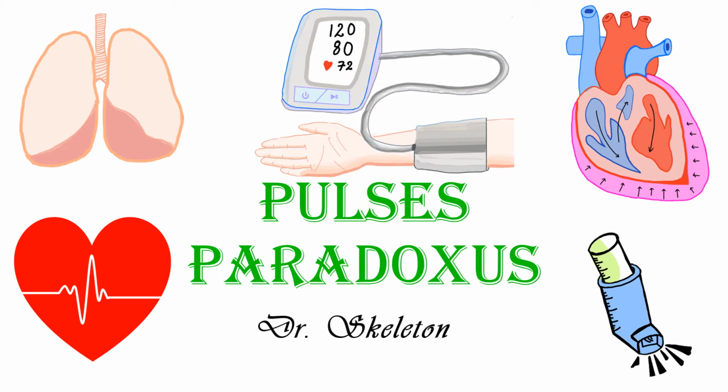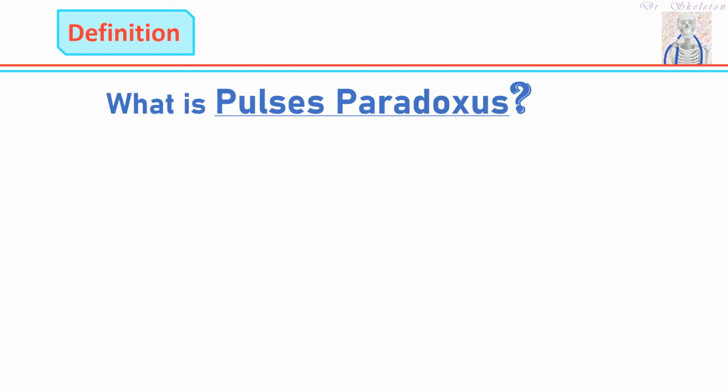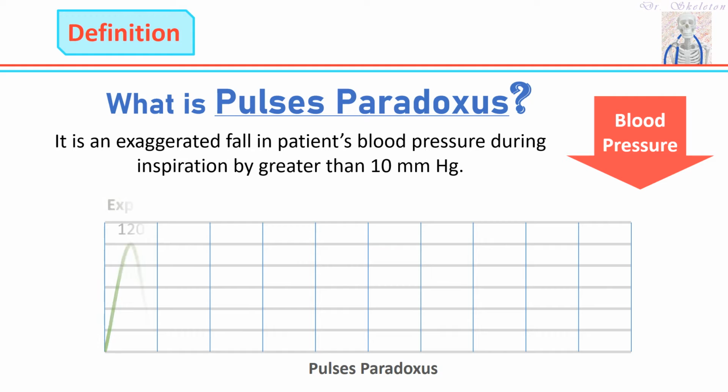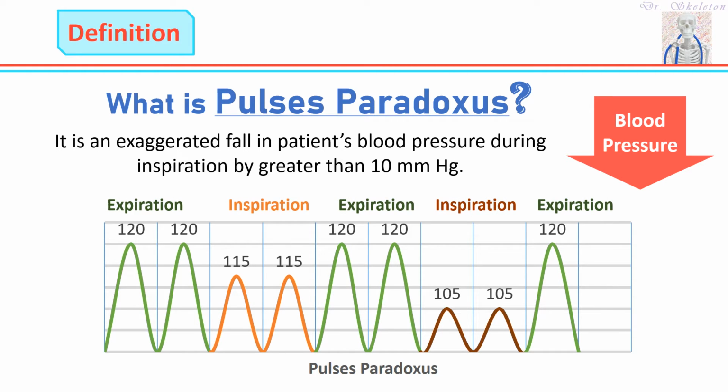The topic for today's discussion is pulsus paradoxus. Definition: what does pulsus paradoxus mean? It is an exaggerated fall in the patient's blood pressure during inspiration by greater than 10 mm of Hg.